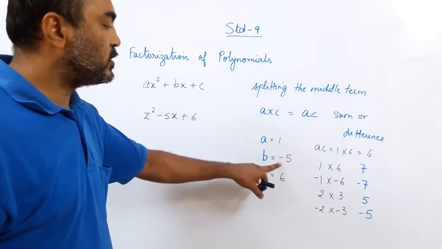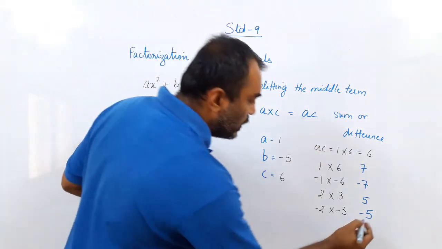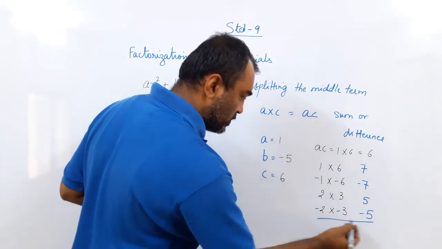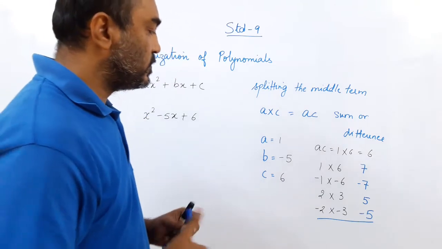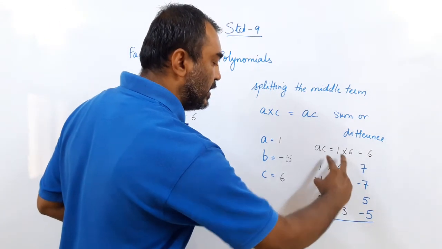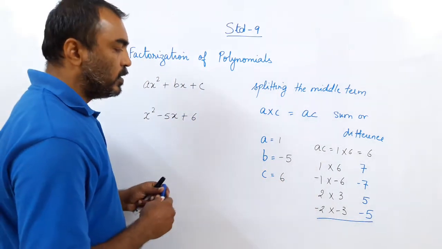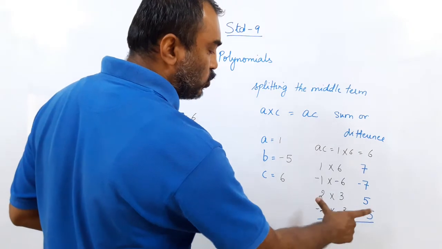So how do I get this b? ac is 6. I wrote out the factors of 6. Now these two factors of 6, can you see these two factors of 6? When I multiply them, I get ac. And when I add them, I get b. So what we should have? We should have such two factors.